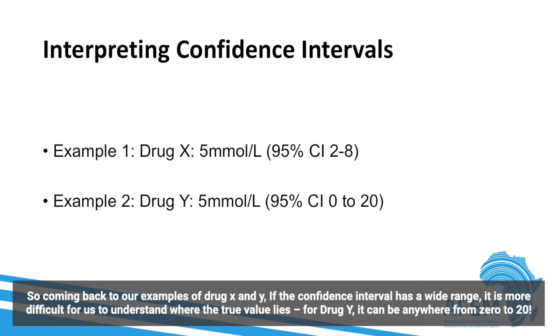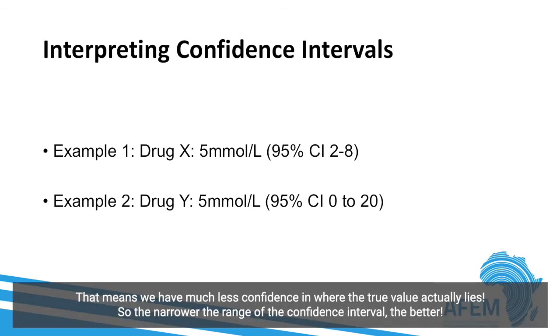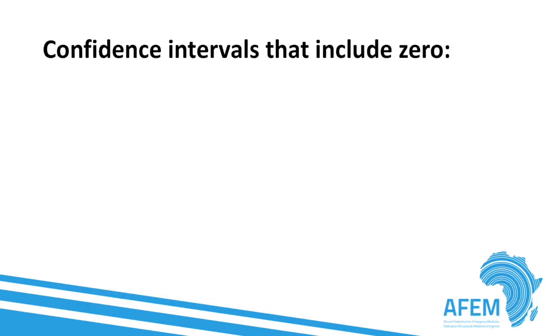For drug Y, it can be anywhere from 0 to 20. That means we have much less confidence in where the true value actually lies. So the narrower the range of the confidence interval, the better.